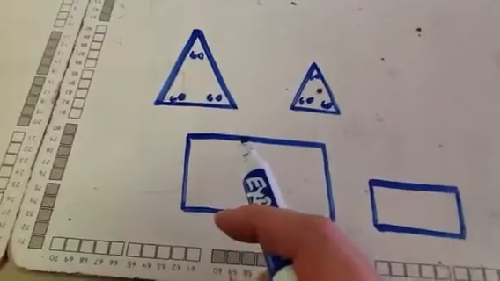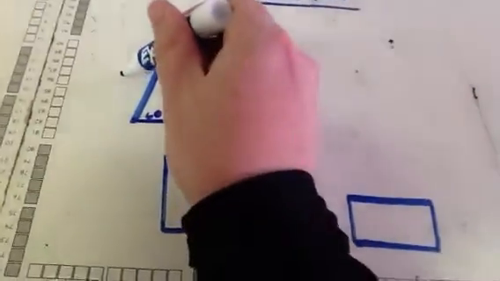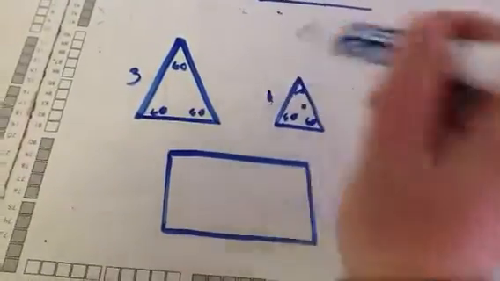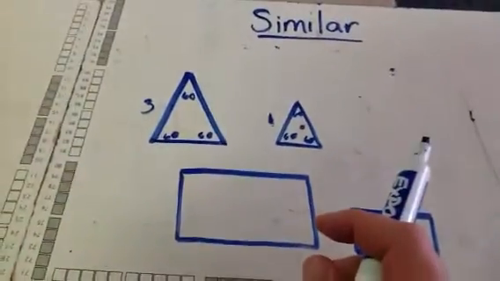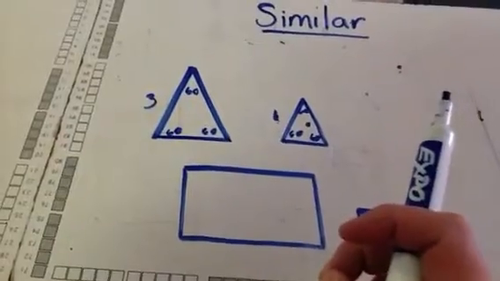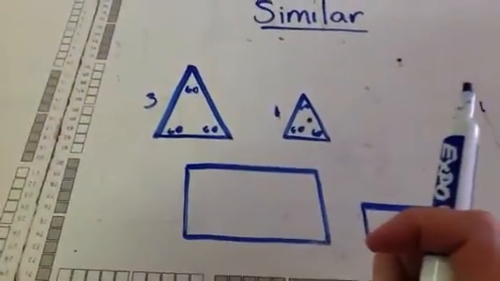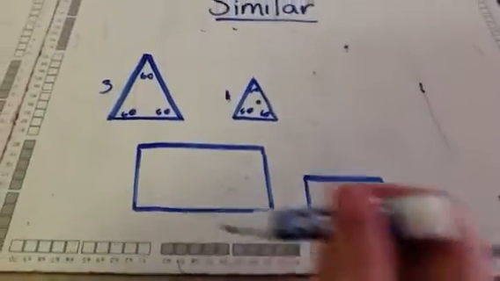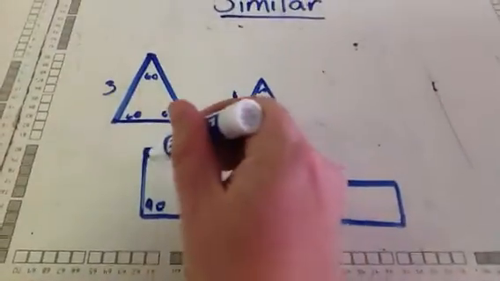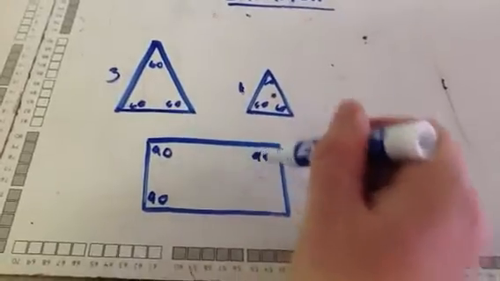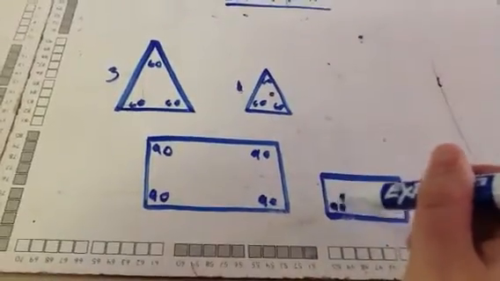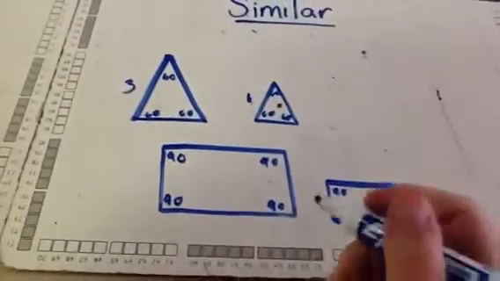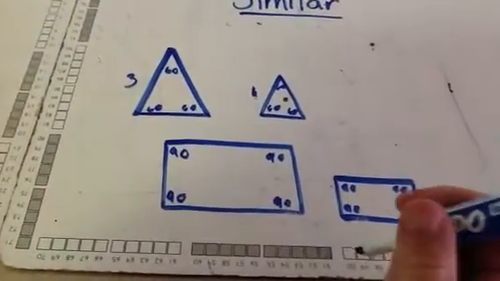But then if I took a ruler and measured the outside, that might be 3 inches, and that might be 1 inch. So similar basically just means that the angles are the same, but the outside measure of the actual lines are different, okay? Same with my rectangles. My rectangles here, if I measured the angles, they'd be 90, like that. But then when I measure the outside, they're going to be different sizes, okay?